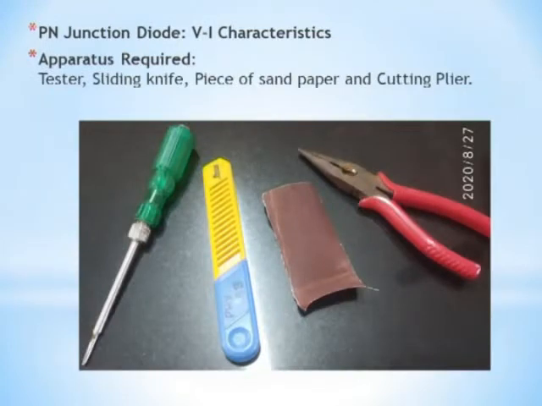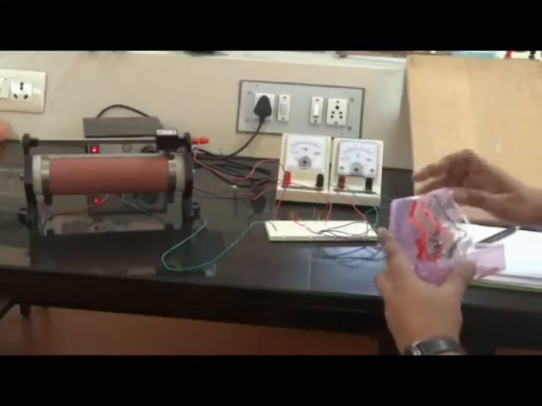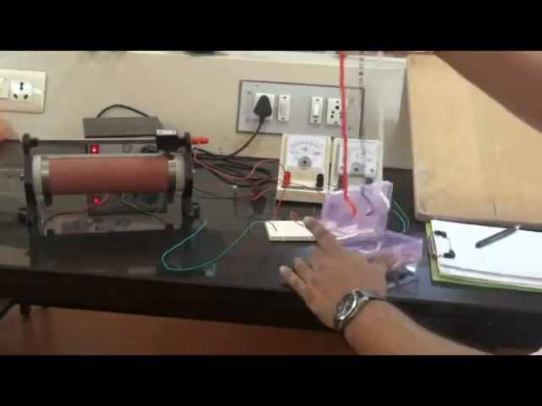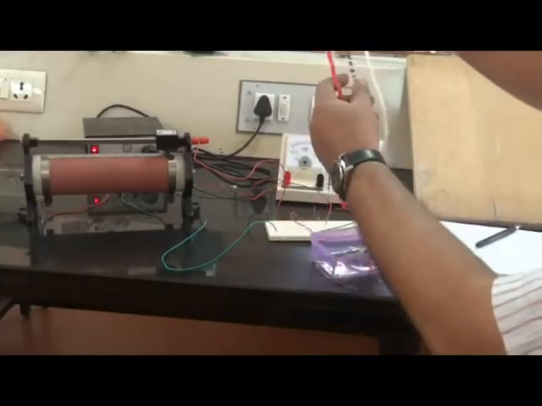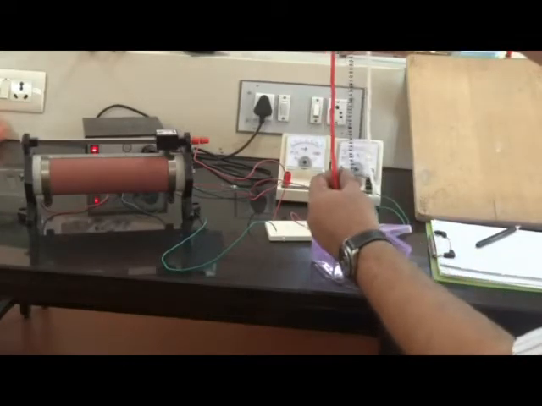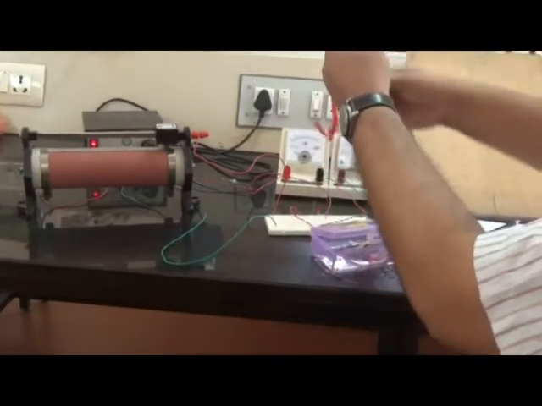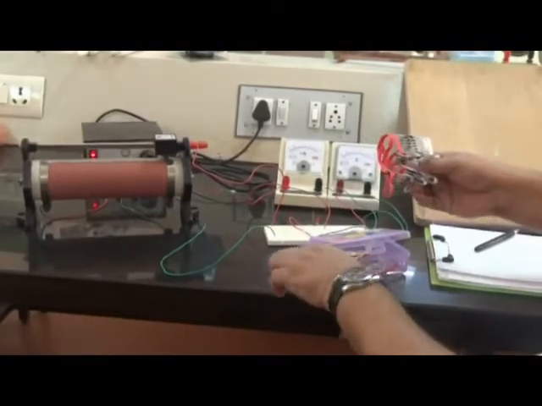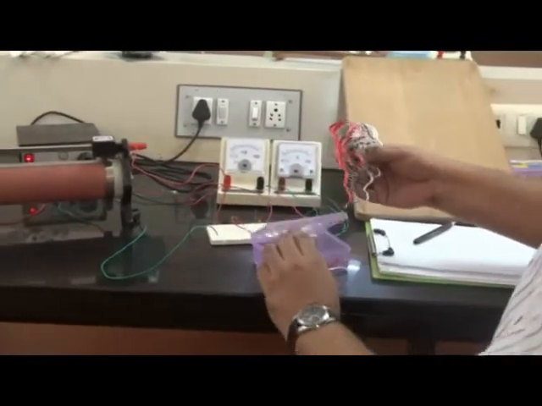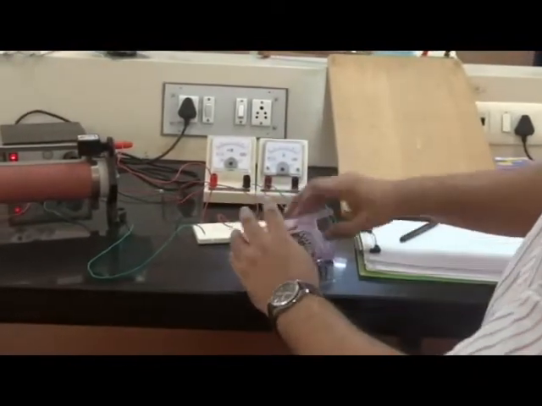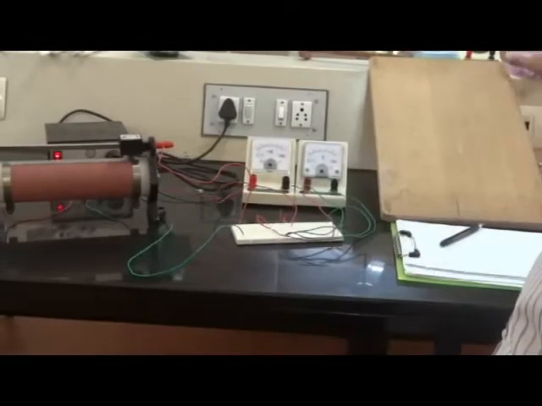tester or screwdriver with a sliding knife or paper cutter, sandpaper and so on. This is a PN junction diode which we buy from electronic shops. PN junction means P for positive, N for negative. So it is PN material put together, a semiconductor device, that is called a PN junction diode.